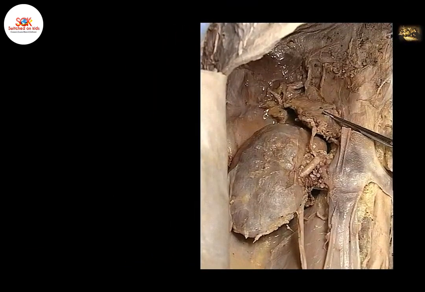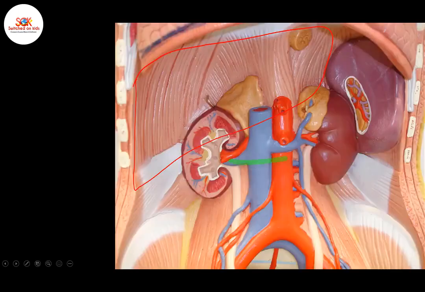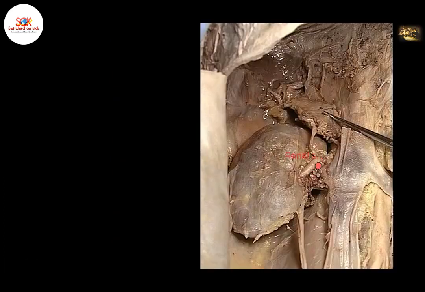This is a dissection showing the right kidney. Look at the medial side of the kidney. This is called the hilum of the kidney, and it is where structures pass in and out of the kidney. It's an indented structure. The structures are mainly the renal vein, the renal artery and the ureter. This is a part of the renal artery entering into the right kidney, and this is the ureter.